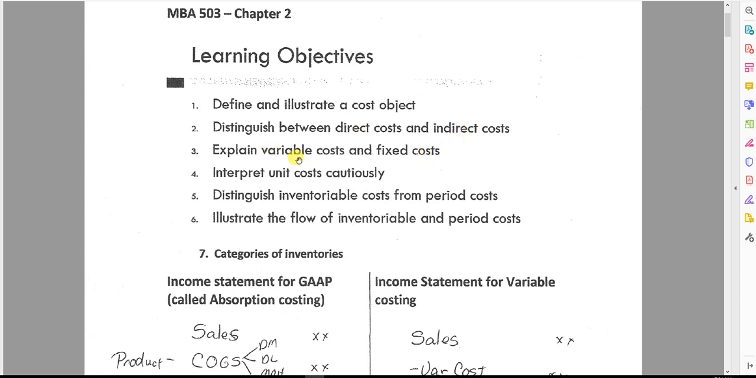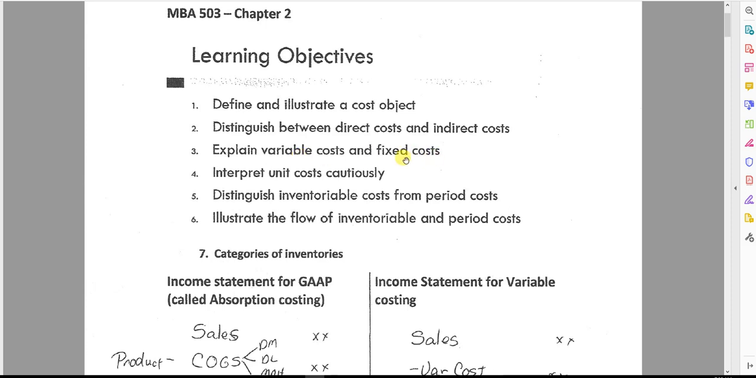Variable costs and fixed costs. Variable costs are costs that vary based on your cost object. If I'm going to cost a product, for example, t-shirts, variable costs would be costs that vary with the more t-shirts I make. So the material fabric for the t-shirt is a variable cost. When we get down below, we'll find out that direct materials and direct labor are usually variable costs.